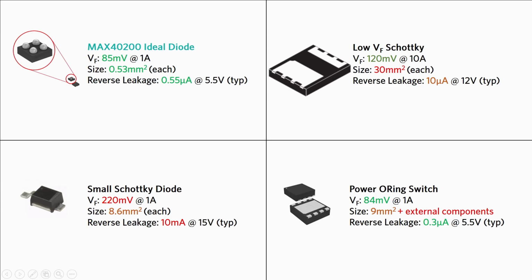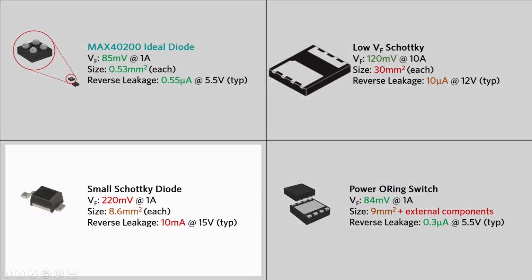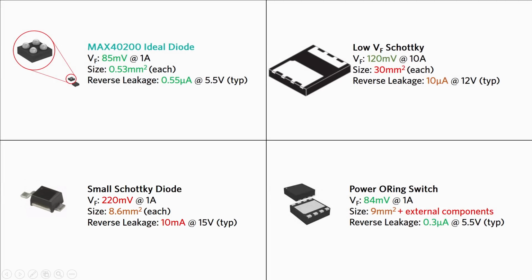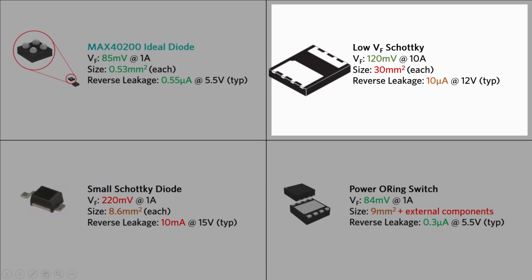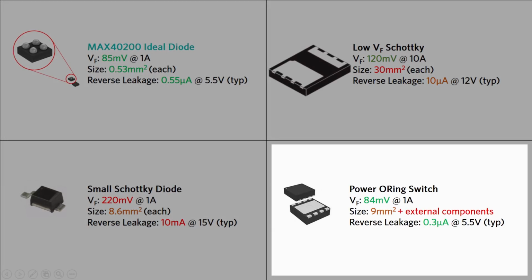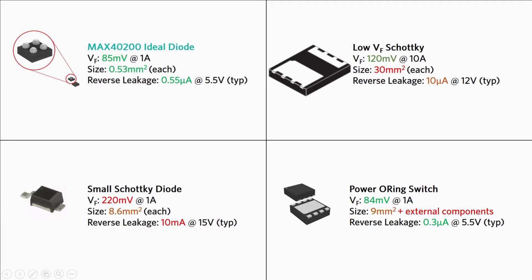Searching several electronics distributor websites, I can find small Schottky diodes rated down to 220 millivolts at 1 amp. I did find one with the forward voltage rating of 120 millivolts at 10 amps and excellent reverse current rating, but that one is 50 times the size. When searching other diode ORing IC solutions, the MAX40200's tiny size makes using two of these devices more efficient than using other single-chip solutions with larger area.